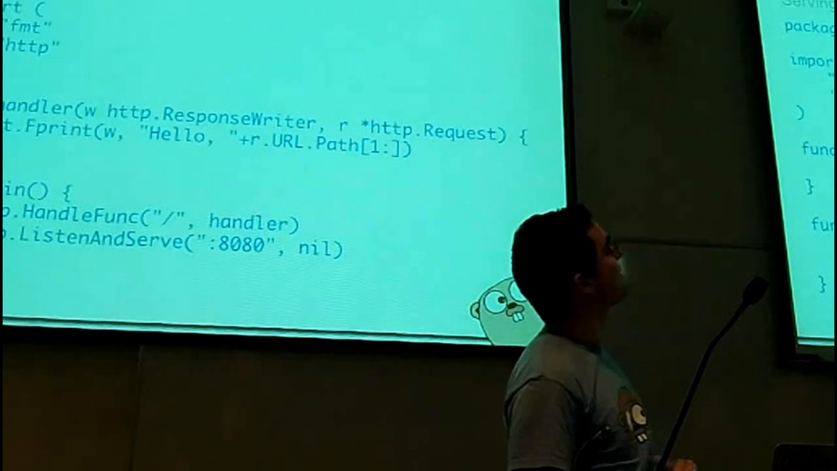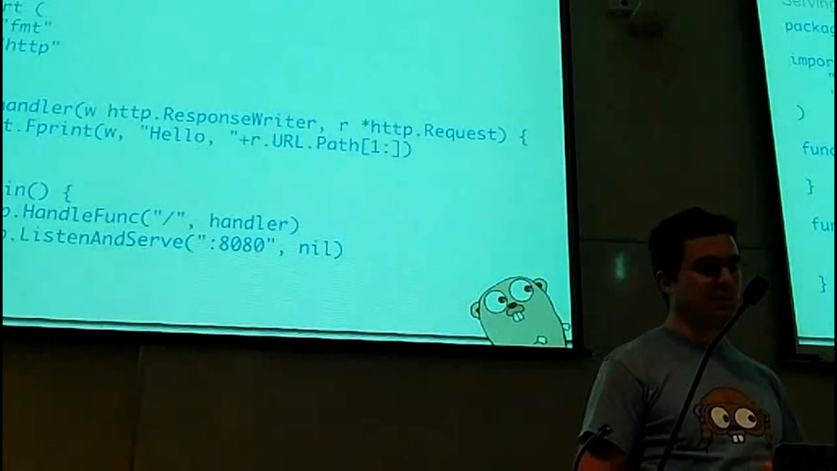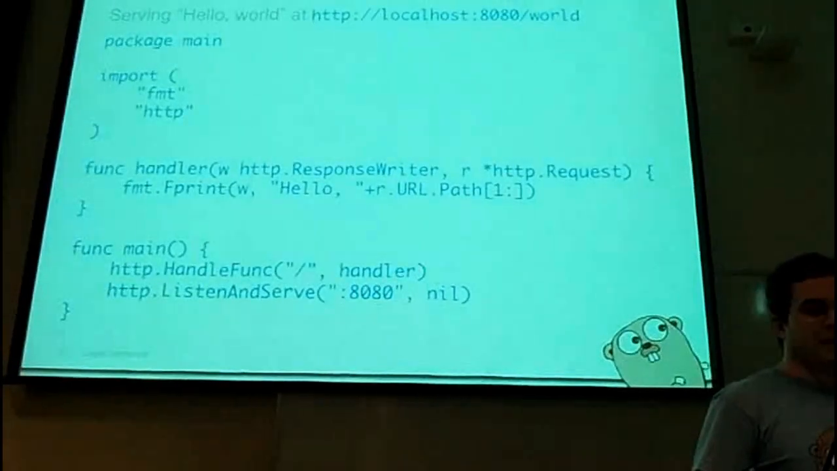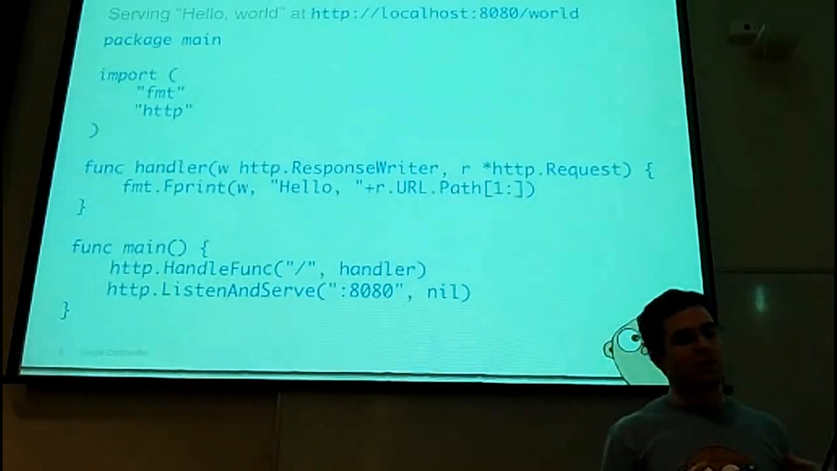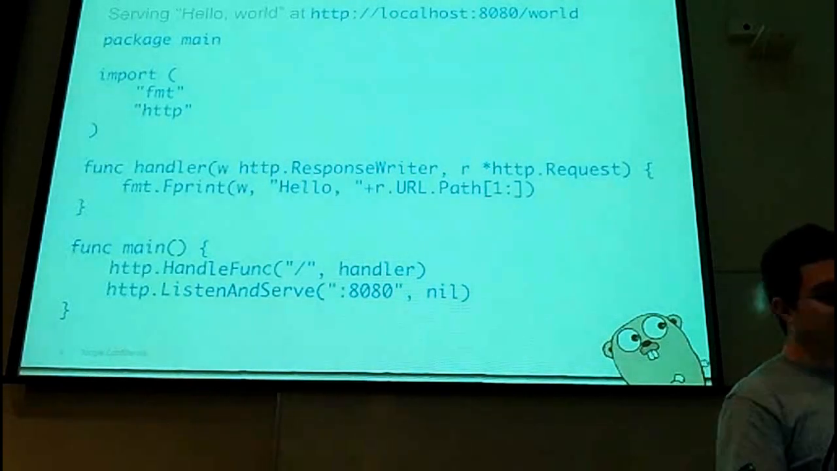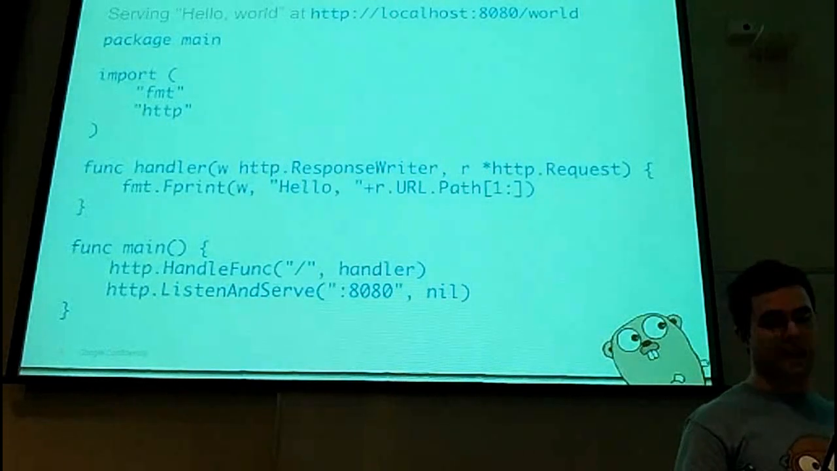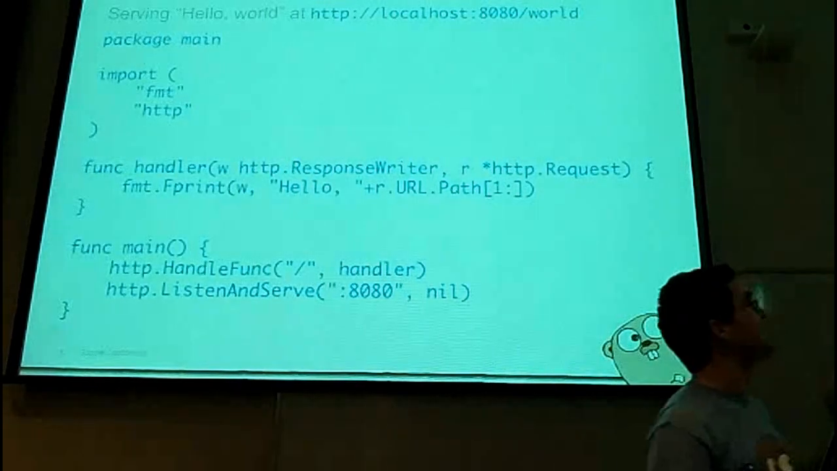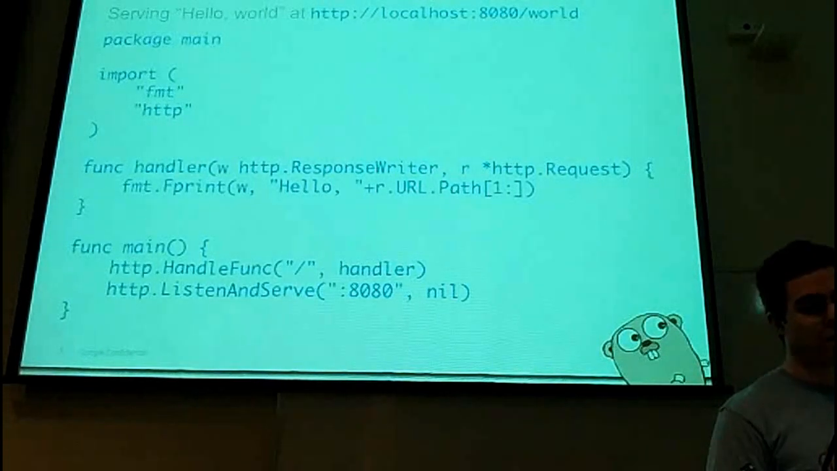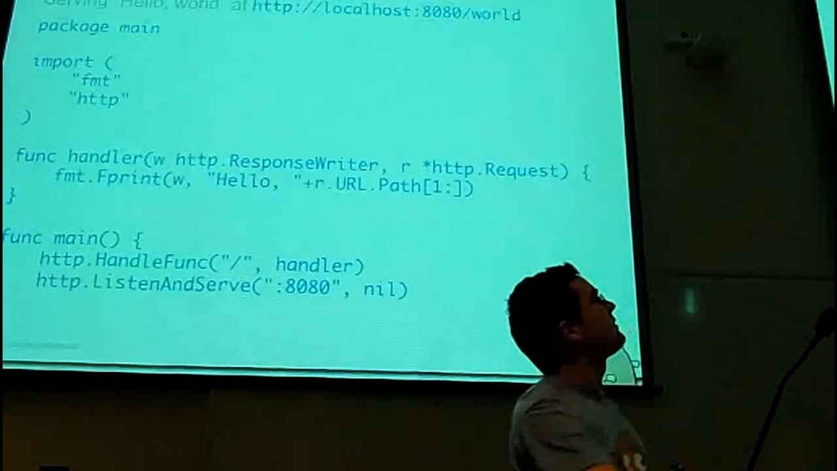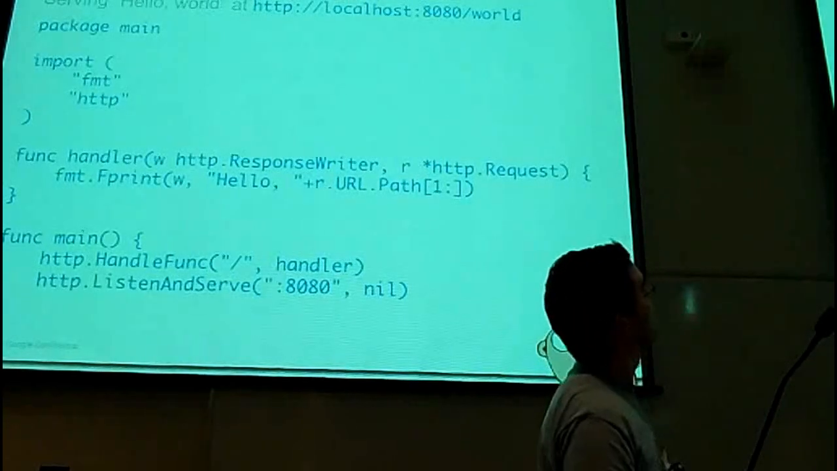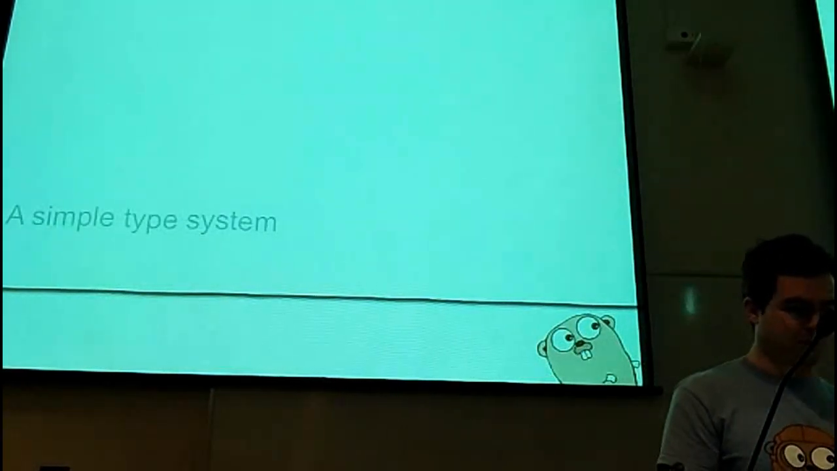Here's a slightly longer Hello World. It's Hello World 2.0. It's a web server. We now also import the HTTP package. And we have a handler function that simply calls Fprintf to write hello and then part of the URL path to the web response. In our main, we call the HandleFunc function from the HTTP package to register our handler with a global HTTP mux. And then we call ListenAndServe to start a web server listening on port 8080. And so if you visit localhost:8080/world while running that code, you'll see hello world. So again, that's maybe 10 lines of code and pretty straightforward.